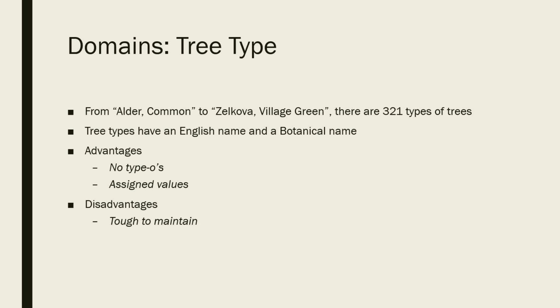The advantage of having tree type as a domain is that there's no typos. I mean, you really could spell zelkova incorrectly. But it's also a very difficult domain to maintain, because when a new tree type is purchased that we're going to plant, we have to add it to the domain, sort it with our toolbox, and then republish services that are attached to that. But again, we decided that type meant species.